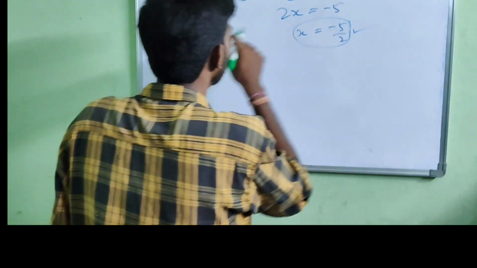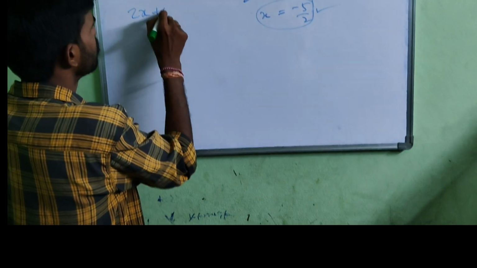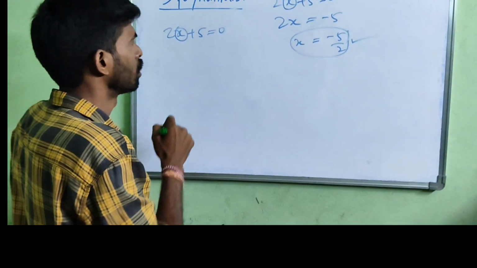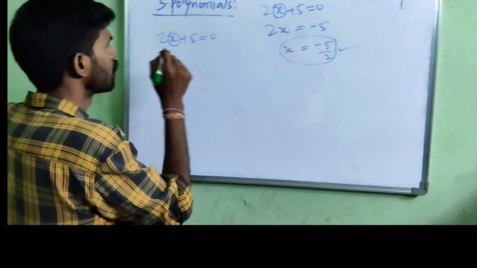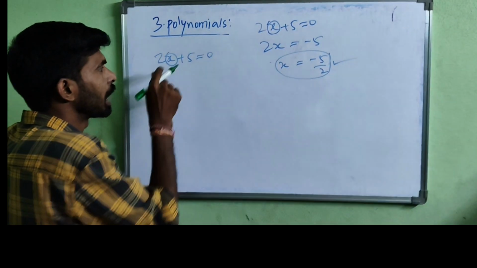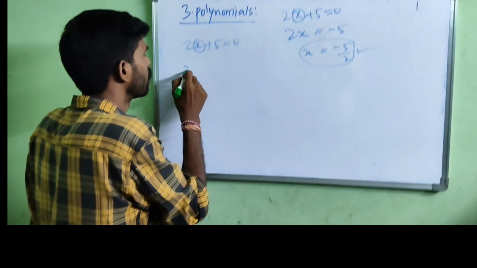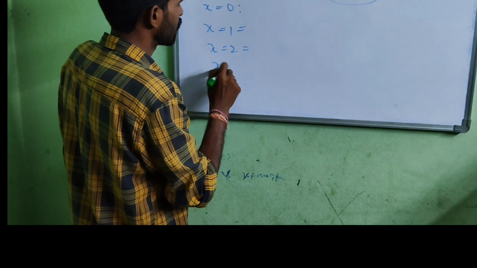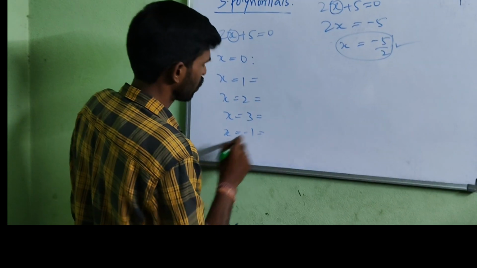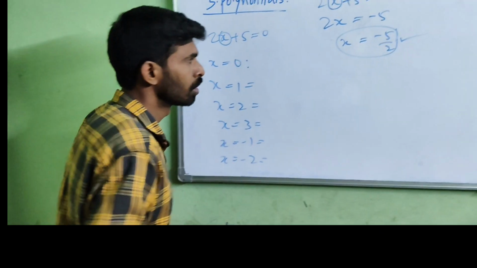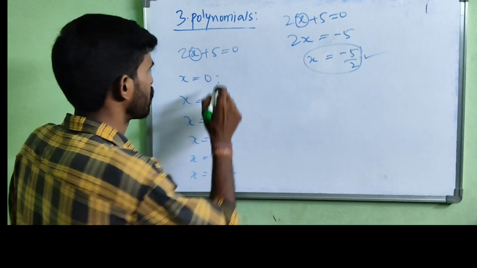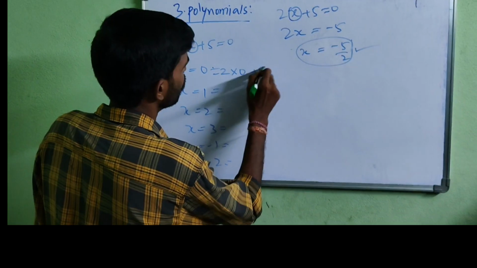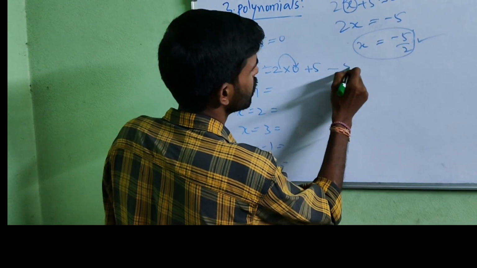We can find it another way also. See, 2x plus 5 equal to 0. We need to substitute some value for x. Sometimes x equal to 0, x equal to 1, x equal to 2, x equal to 3, x equal to minus 1, x equal to minus 2. Like this we do the process. If it is 0, 2 into 0 plus 5. 2 zeros are 0, plus 5 is equal to 5.